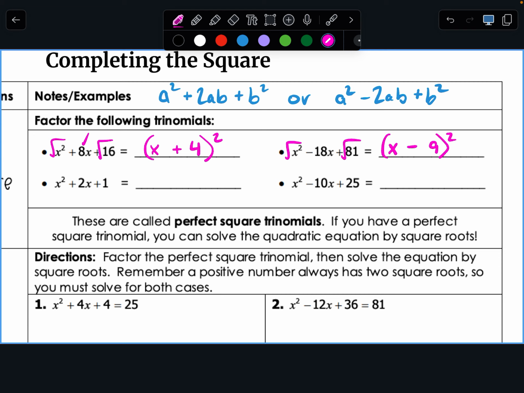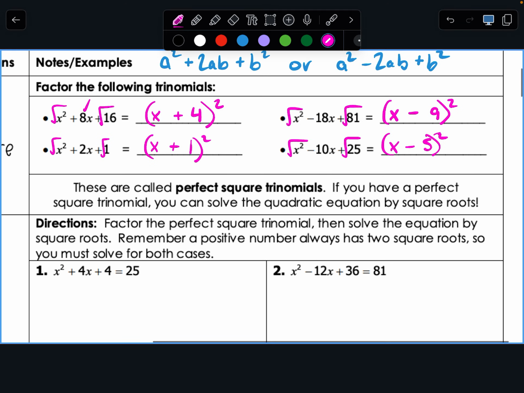Same thing with the last two: square root of the first and the last. We have x, we have 1. 2 times x times 1 is 2x, which is the middle term. It's positive, so we have x plus 1 squared. And the fourth one there, we have x and we have 5. 2 times x times 5 is 10x. The middle term is negative, so I need to have a minus in there. Hopefully that rings a bell. We're going to apply this to quadratic functions in order to solve them.